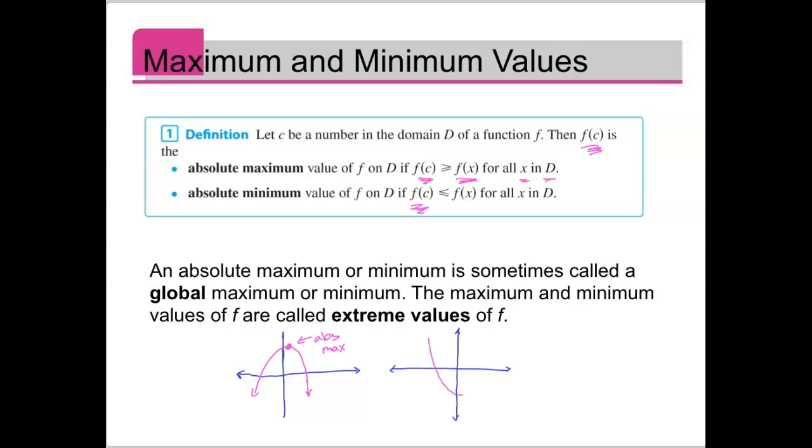So if I had a function like this, a synonym for absolute, sometimes you'll see them use the phrase global. It means the same thing as absolute. So global max or global min still means absolute max and absolute min. Same thing.